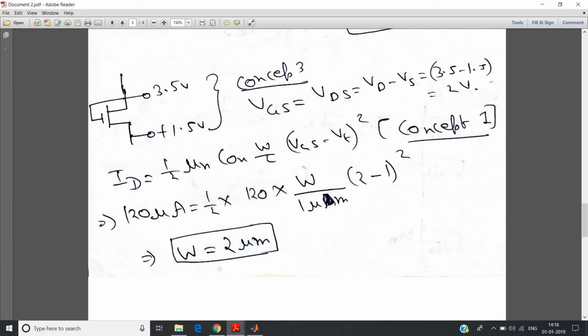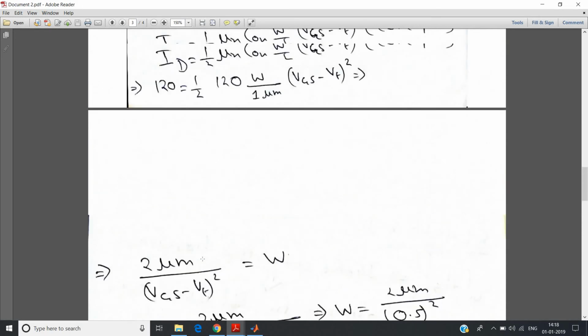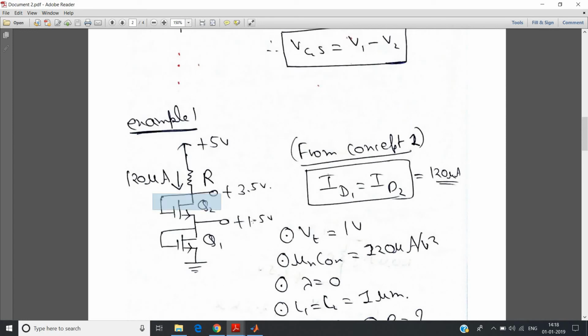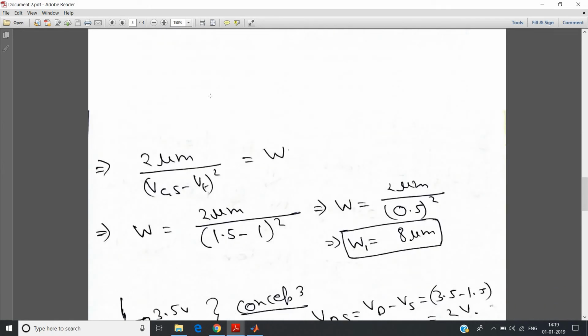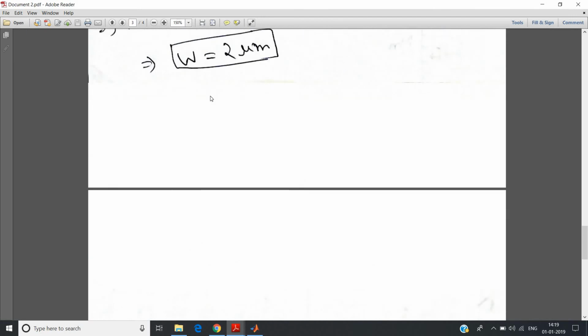Fine. So basically this is W2, or the width for Q2, or the width for the second NMOS. I hope you can understand up to this. So W1 and W2 we already calculated. Now very simple, we have to calculate R. We know this potential is plus 5 volt, we know this potential is plus 3.5 volt, and we know the current flowing through the resistor R, that is 120 microampere. We can easily apply Ohm's law and calculate the value of R. What is Ohm's law? E is equal to IR. So R is equal to V by I, right?